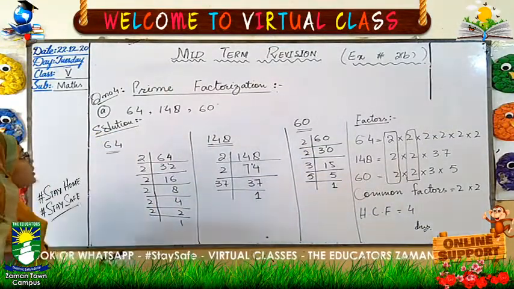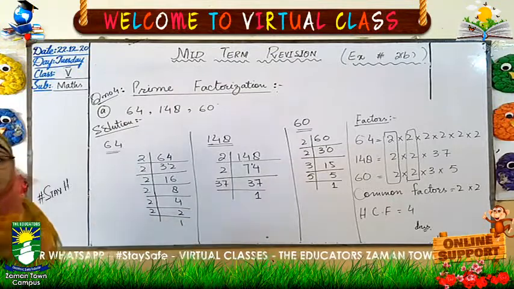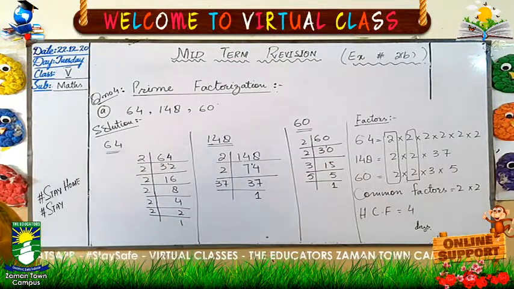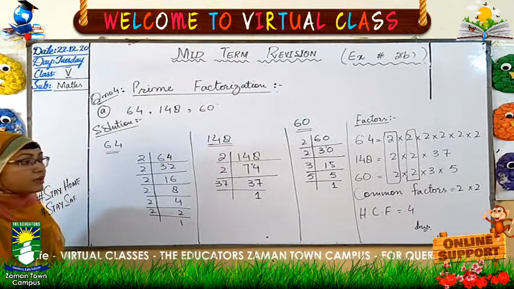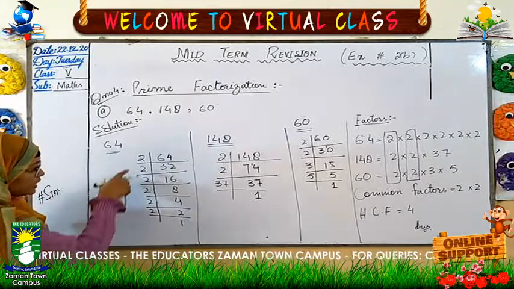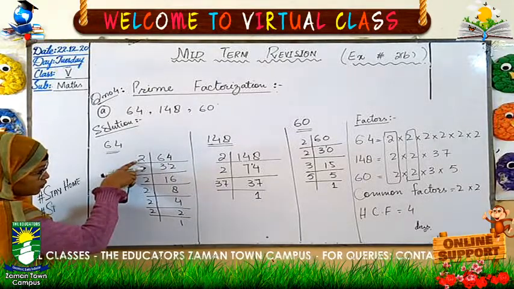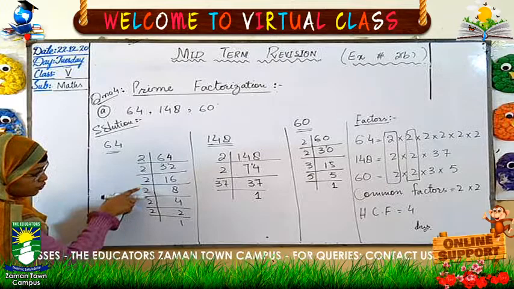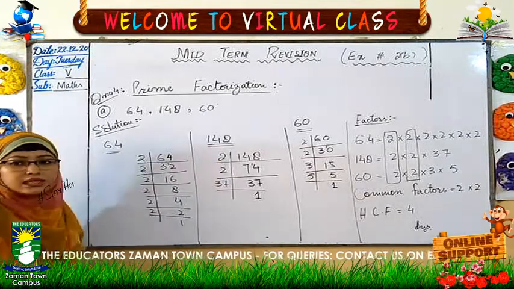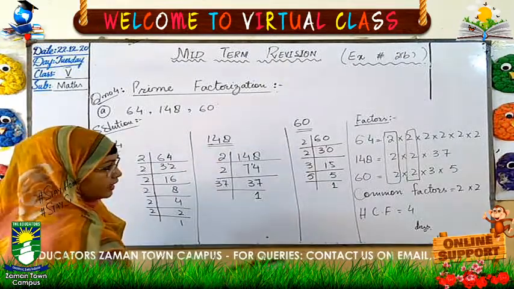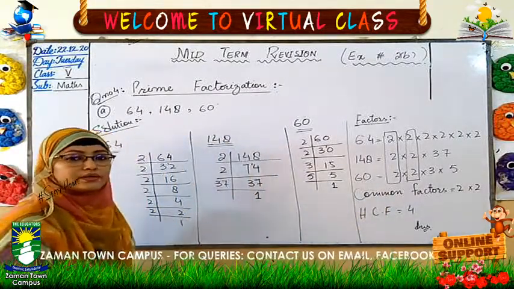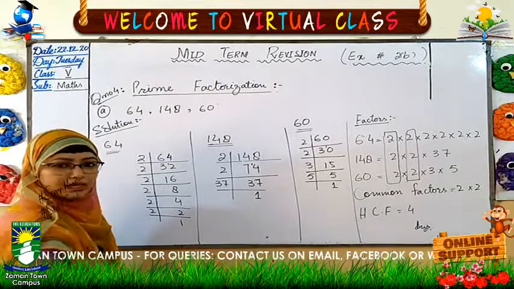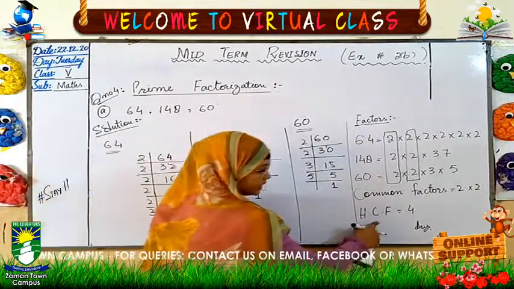So this is question number 4, in which you have to find the HCF by using the method of prime factorization. Which method? Prime factorization. What is prime factorization? These 2, 2, 2 and the values which we get after dividing are known as the prime factors. After finding the prime factors, we have to find the common factors, and whatever common factors we have, we multiply them all. We will get the HCF.